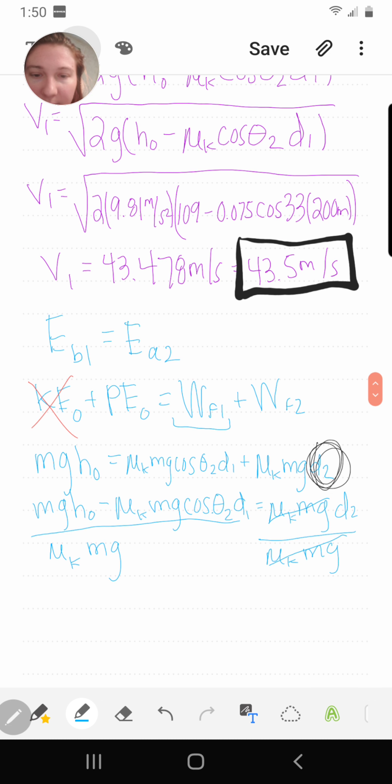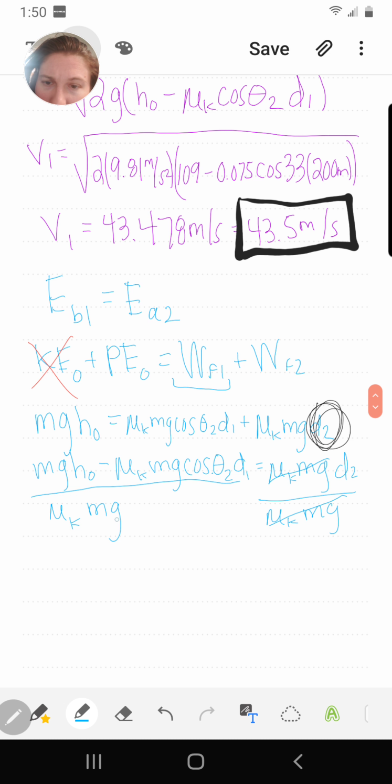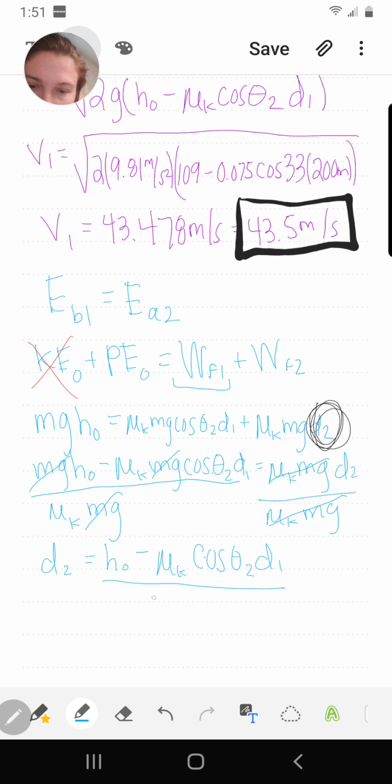Okay, well, I noticed something here. The mass times the gravity is in all of these, so I can technically just cancel these guys out. So what am I left with? I'm left with d2 equals the initial height minus coefficient of friction times the cosine of theta 2 times the first distance, all divided by the coefficient of friction.